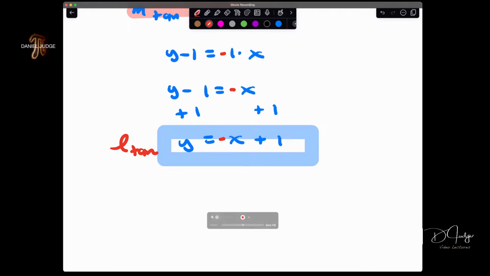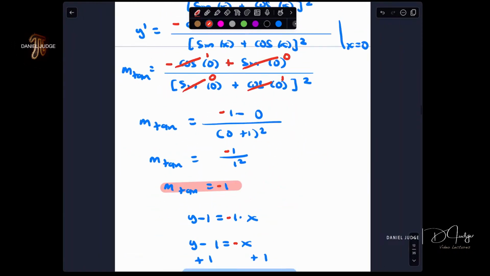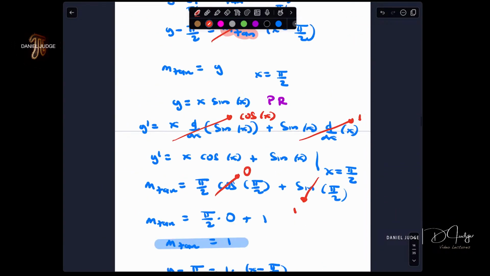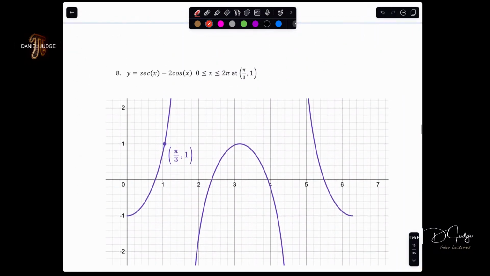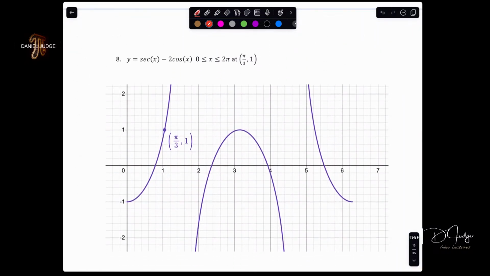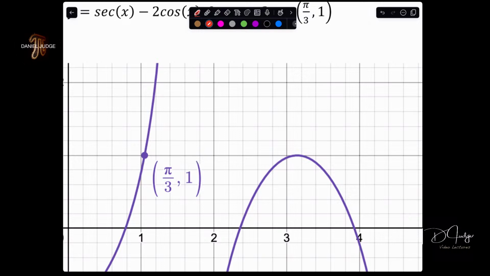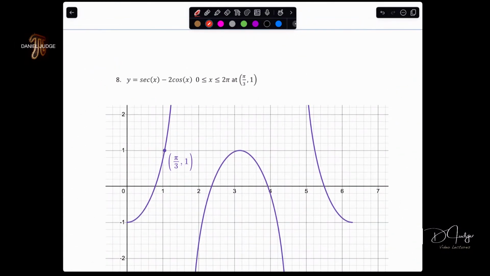Let's do the next one. All right, so that was number 6. We're going to go to 8. We already did 7 earlier. Now we're going to try 8, ladies and gentlemen. Okay, we're trying to find the equation of the line, tangent to the curve. This time it's at the point pi over 3 for the x-coordinate and 1. This is what they gave us. And they gave us a restricted domain.